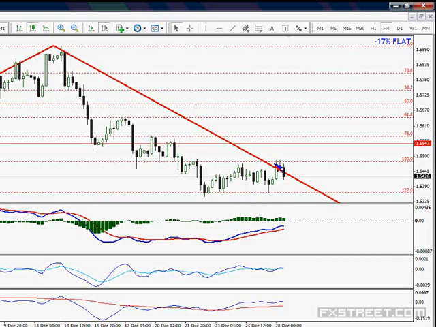This small wave here is longer than the last move down. So that's already indicating that there's a pause here, there's a double bottom. So some retracements are to be expected.